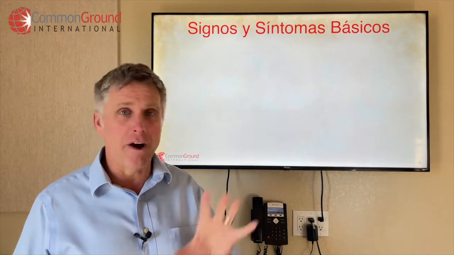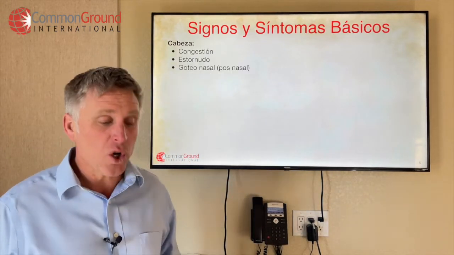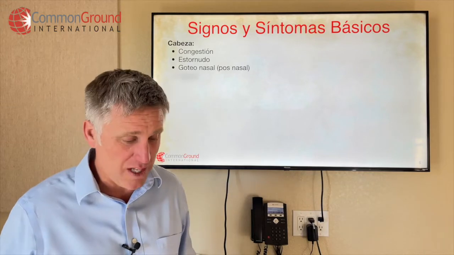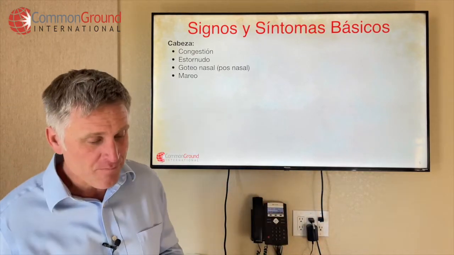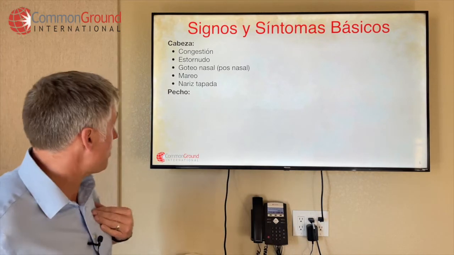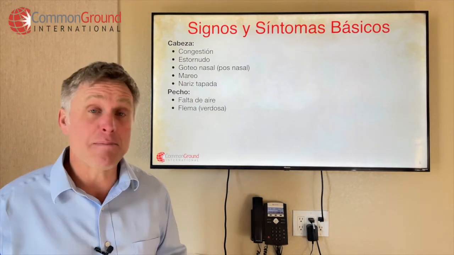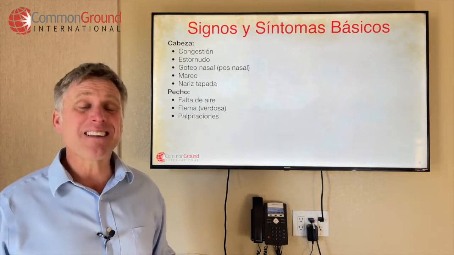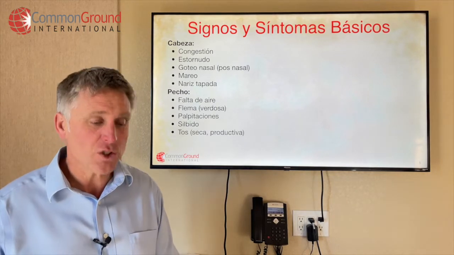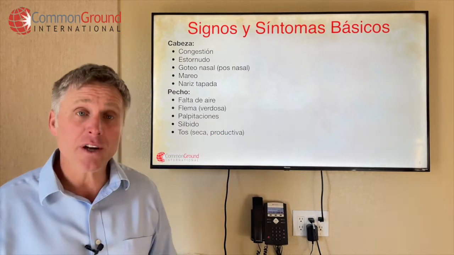We've got them organized by area here. So en la cabeza, we've got congestión, congestion, estornudo, sneezing, goteo nasal, so dripping, like a runny nose, or goteo postnasal, like a postnasal drip, mareo, dizziness, nariz tapada, so a stuffy nose, en el pecho, falta de aire, shortness of breath, flema verdosa, like greenish phlegm, palpitaciones, so palpitations, silbido, wheezing, tos, cough, tos seca, dry cough, tos productiva, a productive cough.